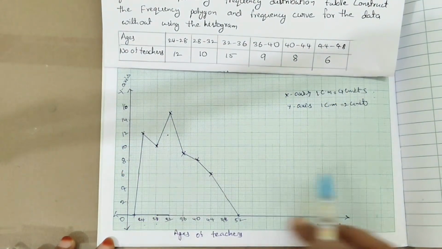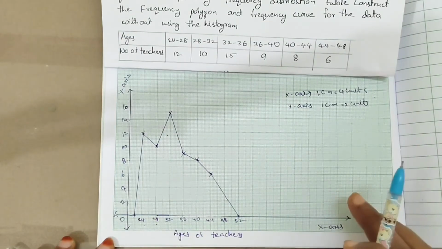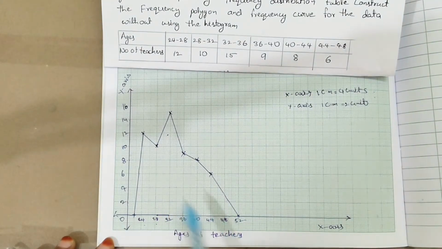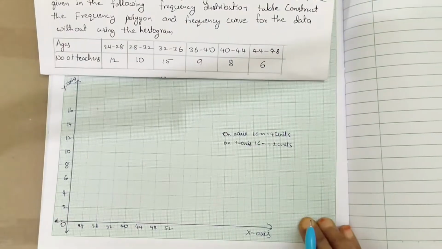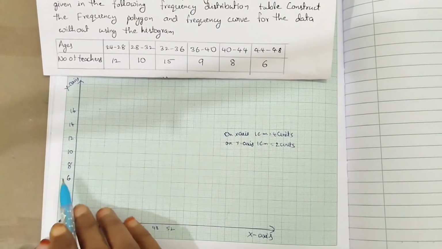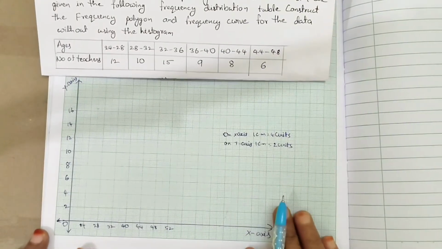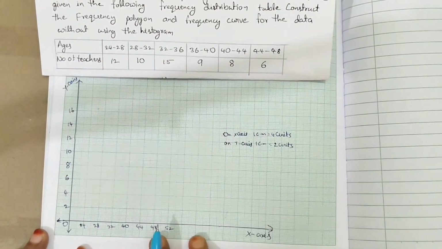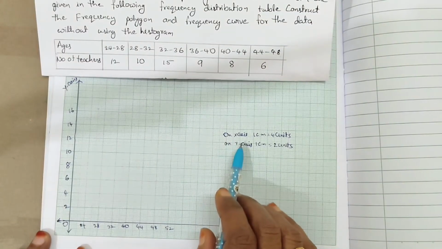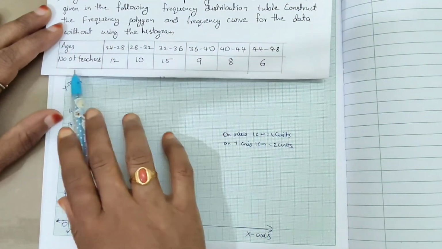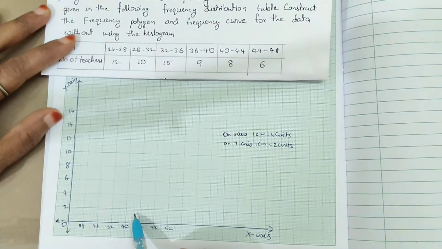First, we draw the same x and y axes as they are, and after that we write the scale in the same way. I have already drawn the x and y axes and scale, the same as in the polygon method. Here we use the number of teachers and ages to draw the curve.